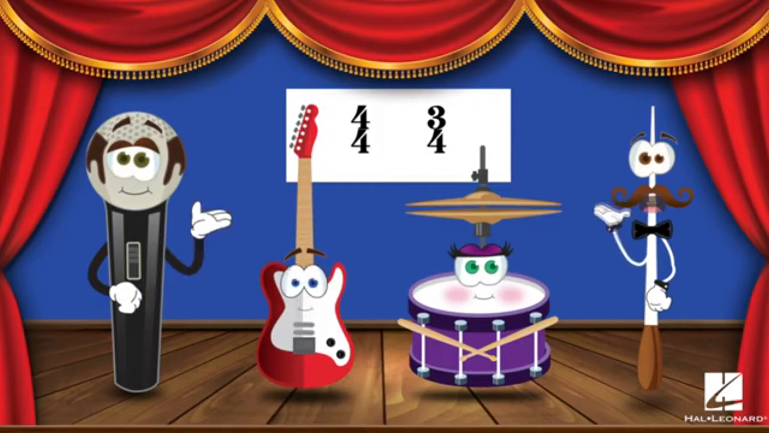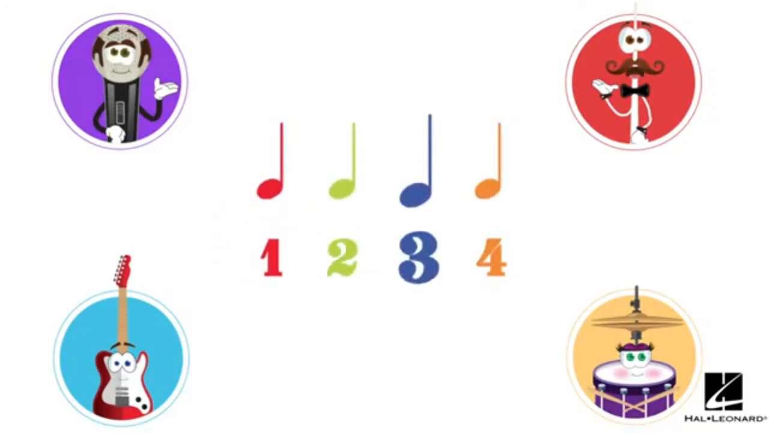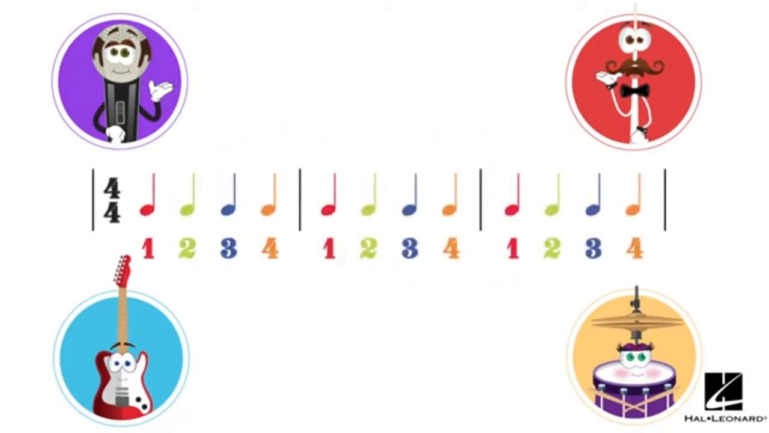Everybody count with me like this. 1, 2, 3, 4. 1, 2, 3, 4. You see? That was a group of 4 beats, and beat 1 was the strongest. Let's put those 4 beats inside of a measure. A measure of music is from one bar line to the next bar line. I thought we were learning about time signatures. We are. I'm getting there.